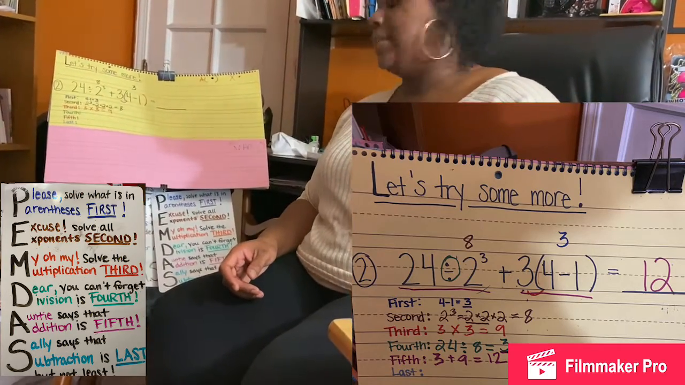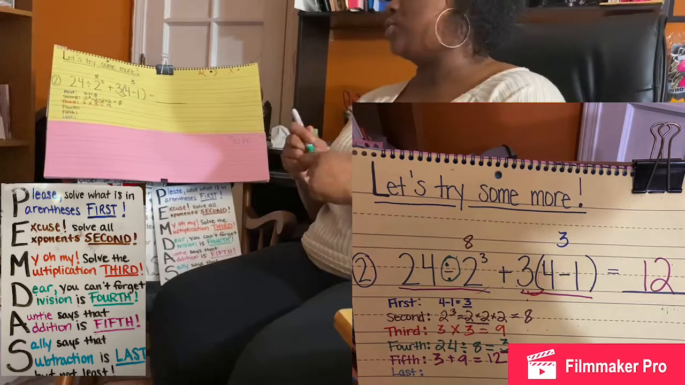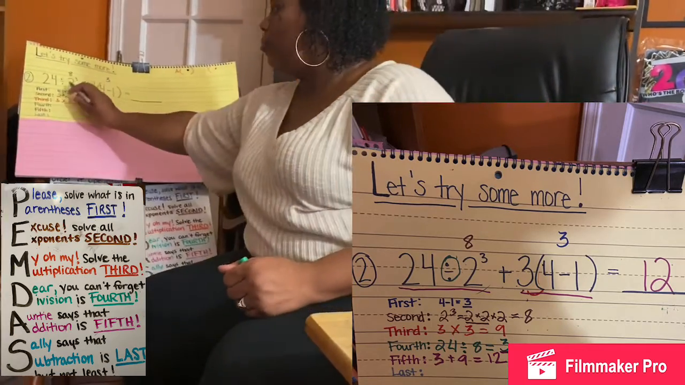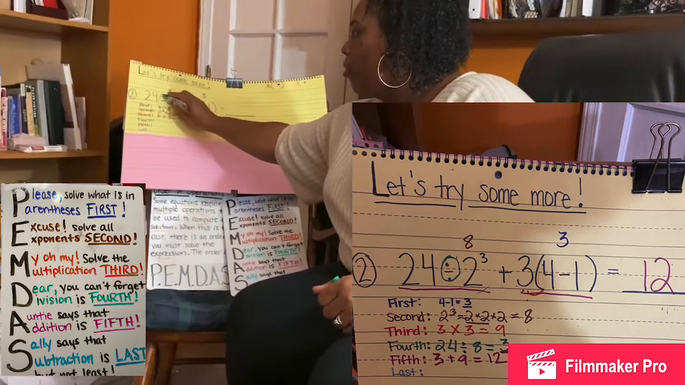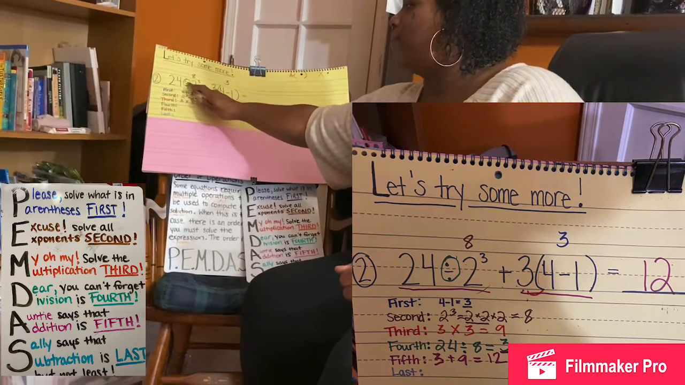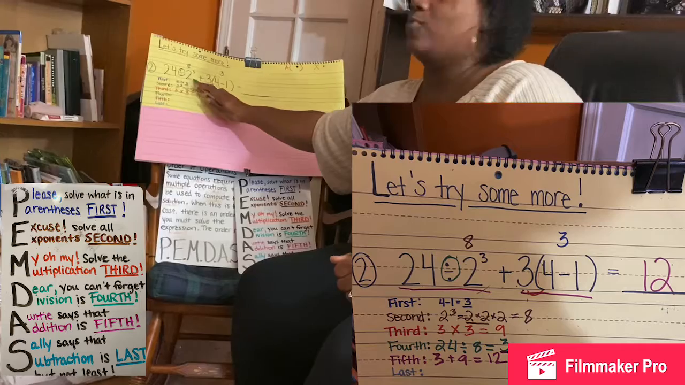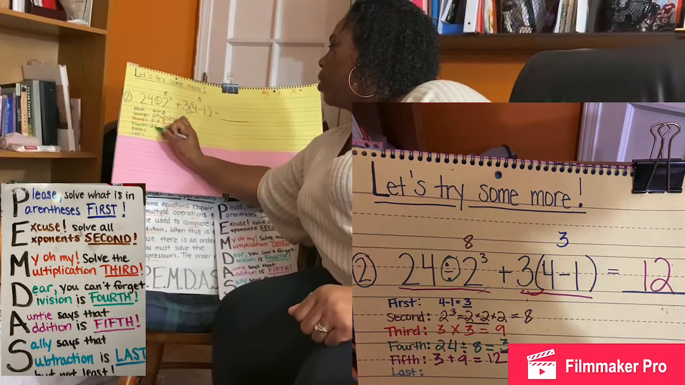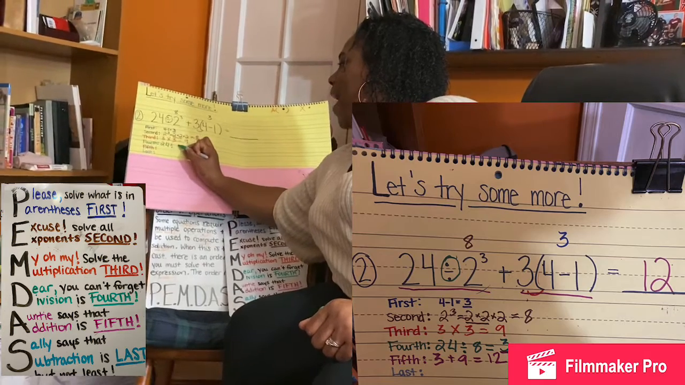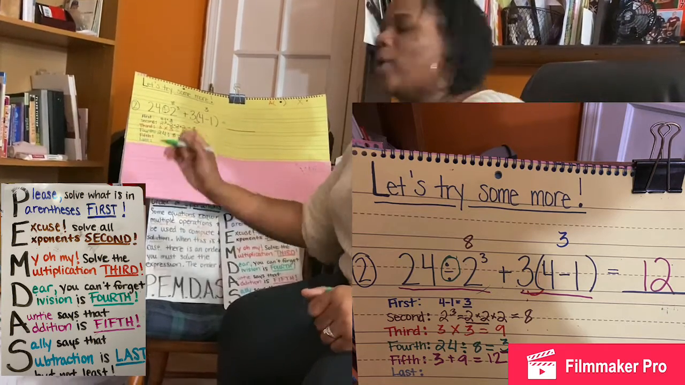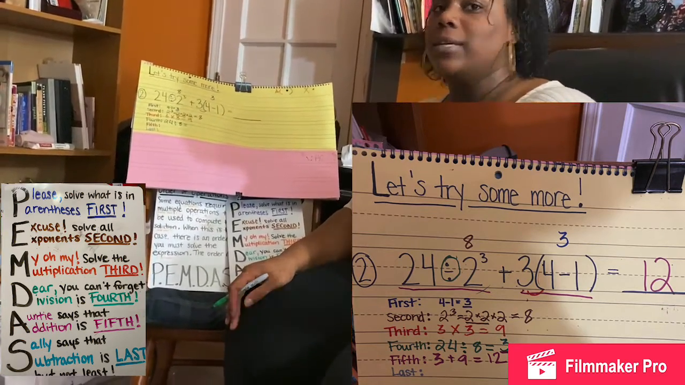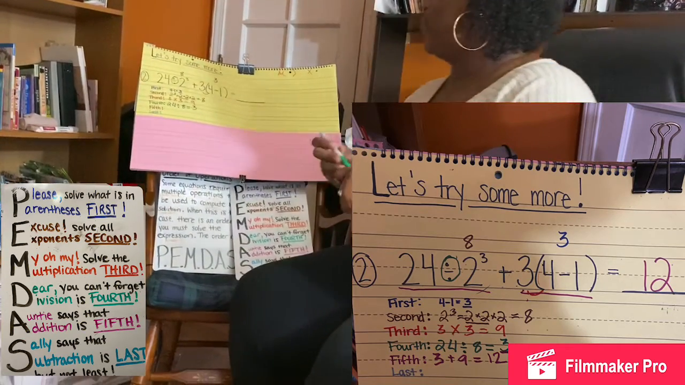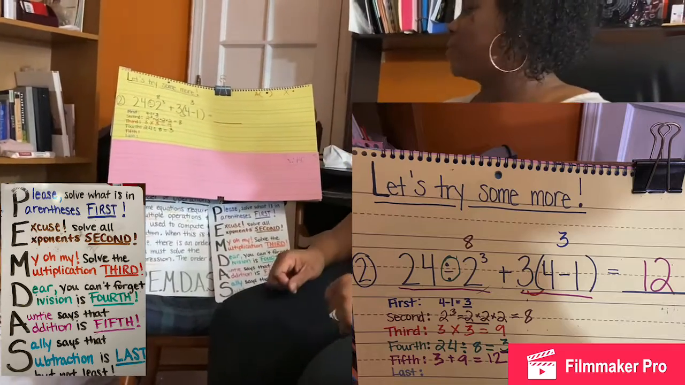Next up, dear oh dear, you must do your division fourth. So what division do we have here? Right here is that division symbol. It's telling us that 24 divided by whatever the solution was here, which we know was 8. So we're doing 24, and we are dividing that by 8. And 24 divided by 8 is? If you said 3, then you are correct. All right? So that gives us 3.